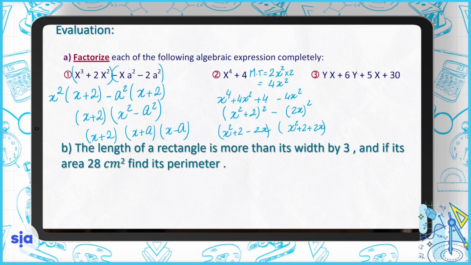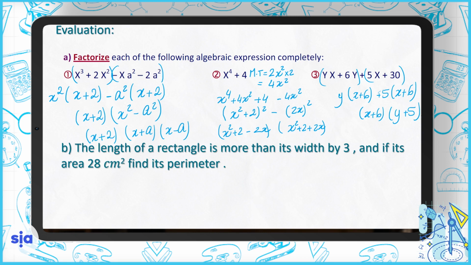For question number 3, we're going to group, taking the HCF of the first one, which is y times x plus 6, and for the second one, the HCF is 5, and then what remains is x plus 6. The common bracket, we write it once, and then we collect the singles as y plus 5.